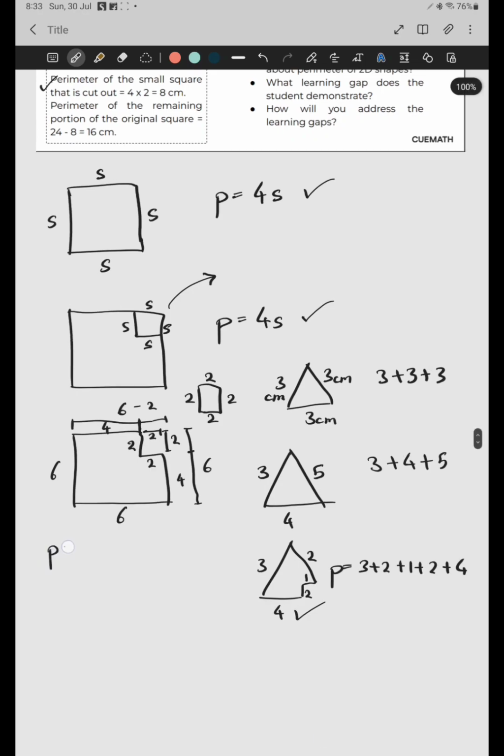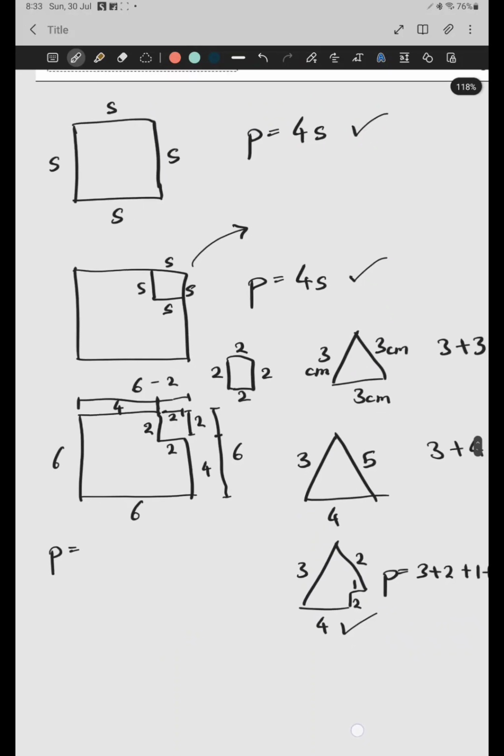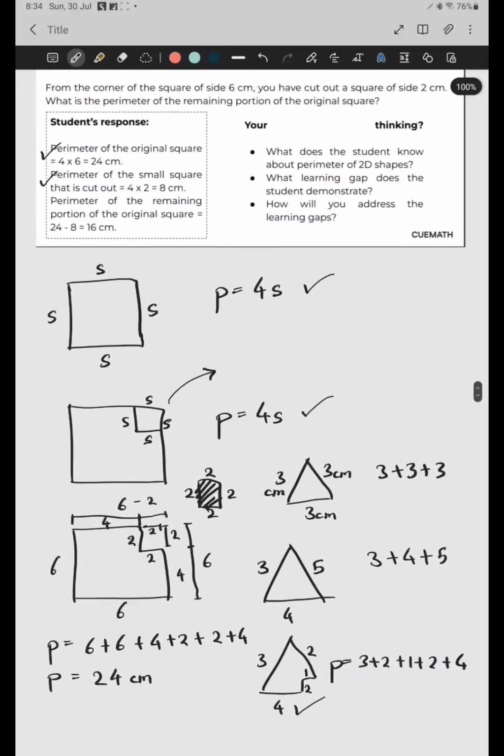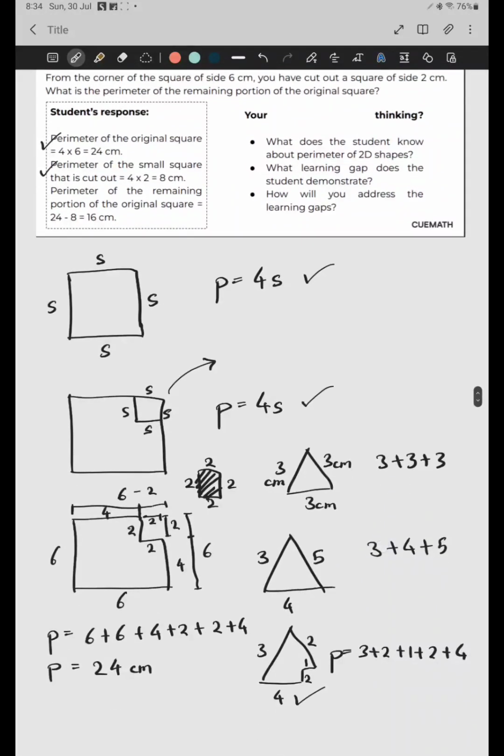Similarly, for the perimeter of the given figure, after cutting a piece of paper from it, what we would have is 6 plus 6 plus 4 plus 2 plus 2 plus 4. So this is in fact 24 centimeters. The perimeter of the shape did not change when a small piece of square was removed from it. I hope the student would understand that the perimeter won't change on removing a piece from a 2D shape.